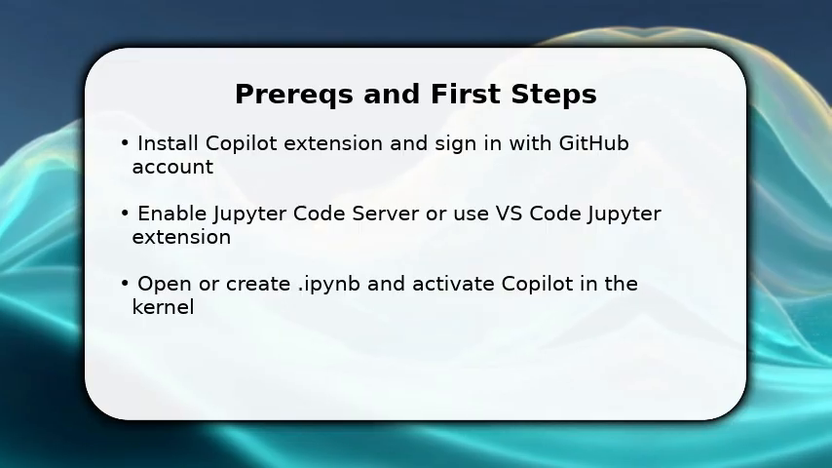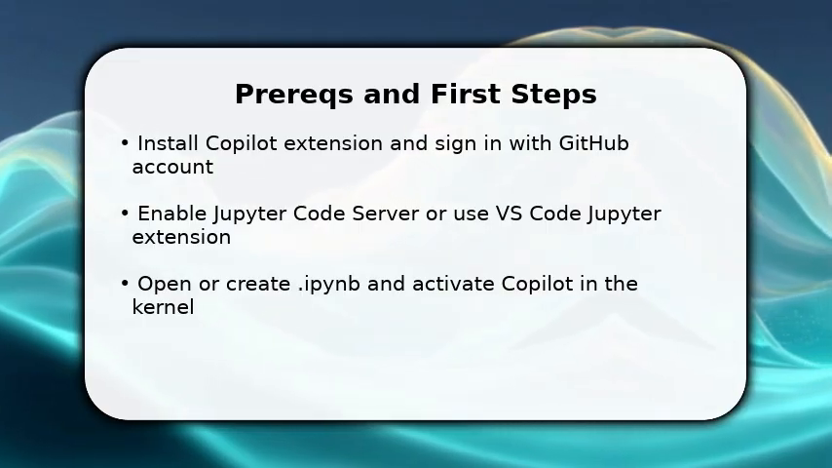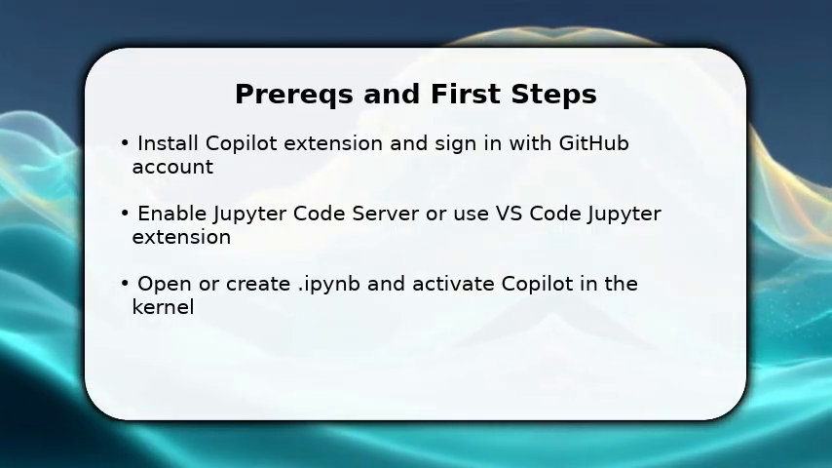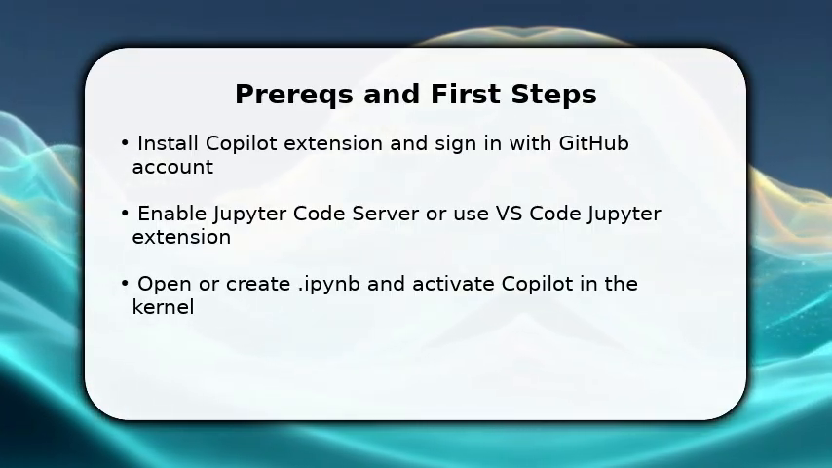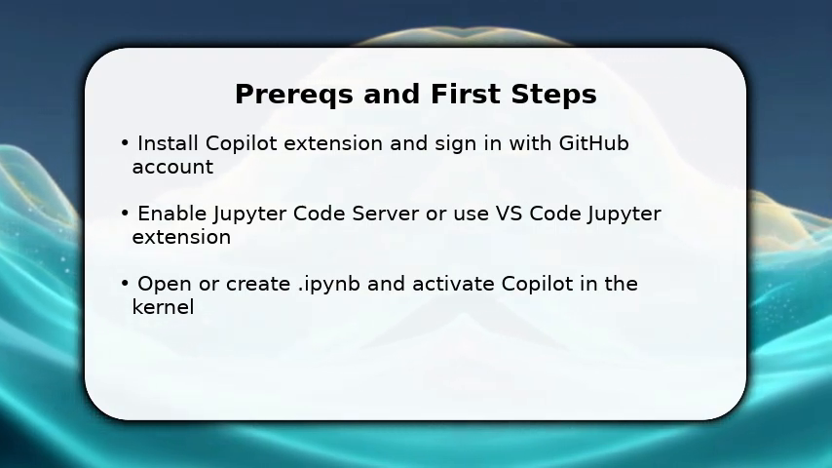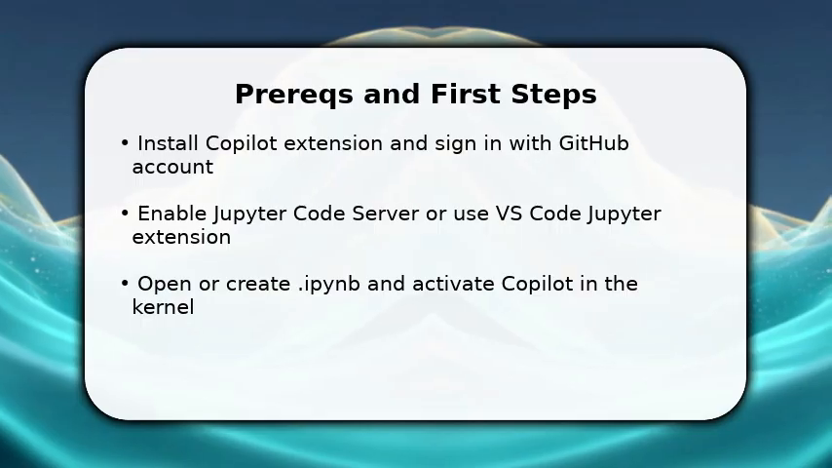Once done, enable Copilot in the Notebook toolbar or command palette and pick the active kernel. You do this immediately because authorization and kernel selection control whether suggestions appear inline. So get them enabled before you write the first cell.